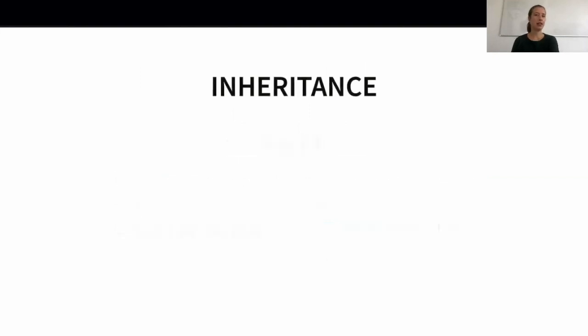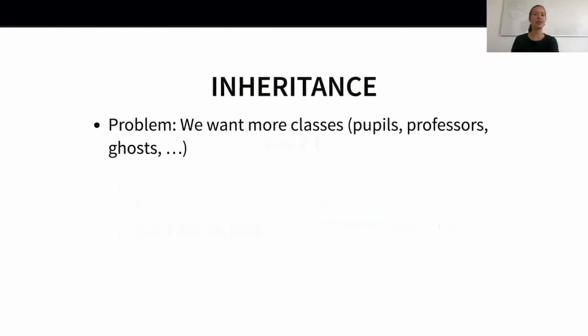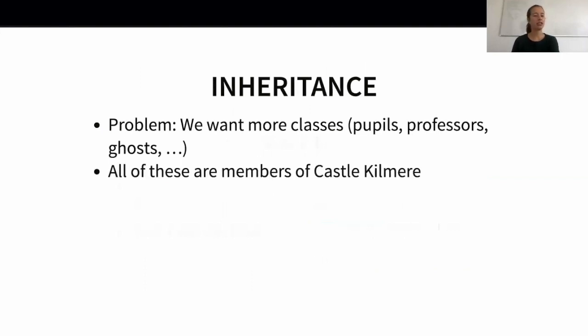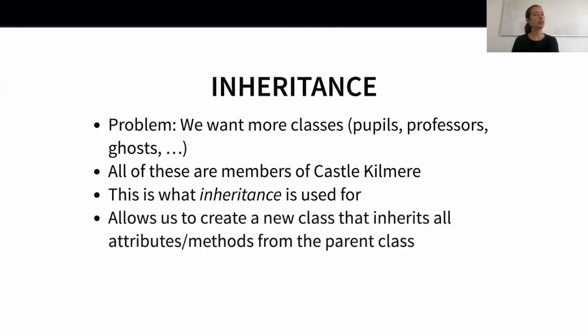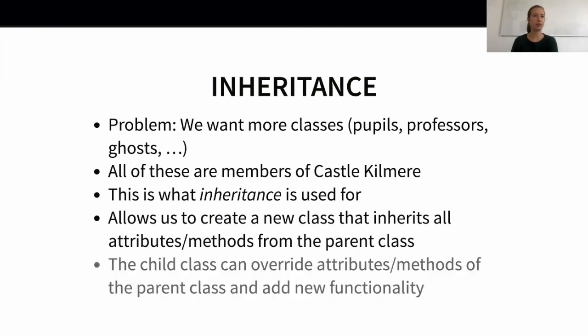The Castle Kilmere member class is nice, but of course we want many other classes in our magical universe. For example, we want to create pupils, professors, ghosts, and so on. But all of these are members of Castle Kilmere, right? So to express this relationship, we can use inheritance. Inheritance allows us to create a new class that inherits all attributes and methods from the parent class. The resulting child class can override methods and attributes of the parent class, and it can add new functionality. Inheritance is great for reducing duplicated code and for showing the semantic relations between objects.